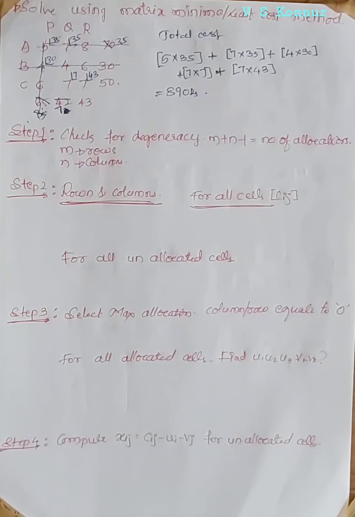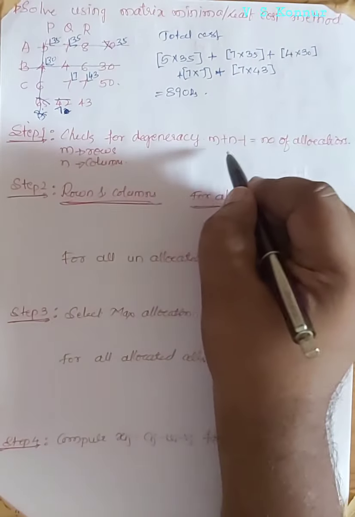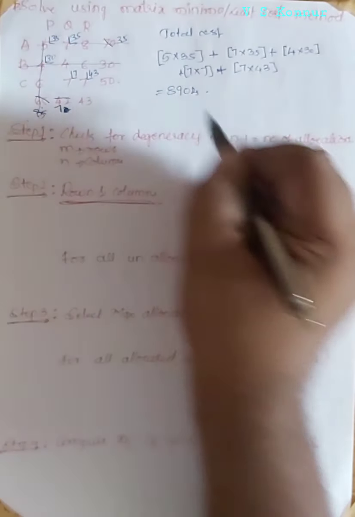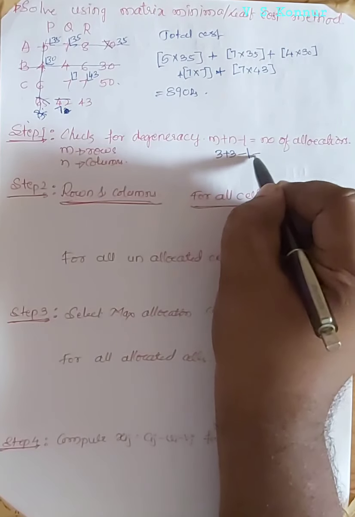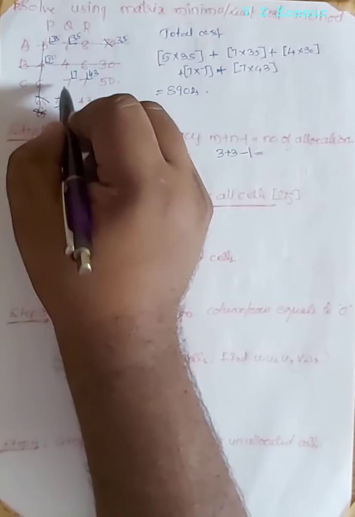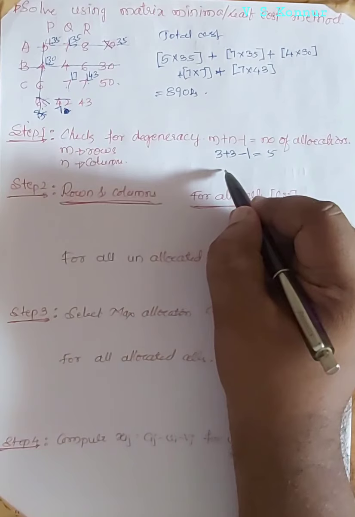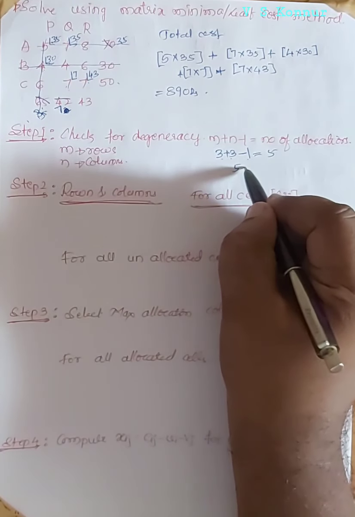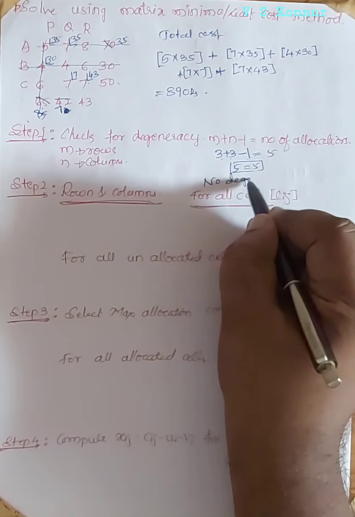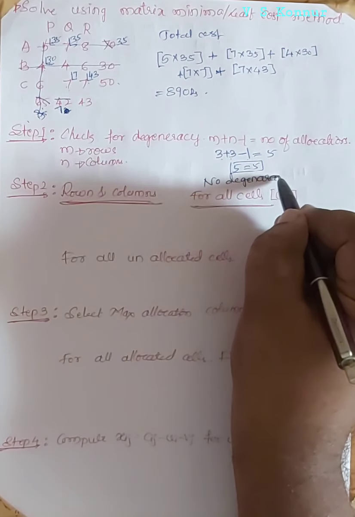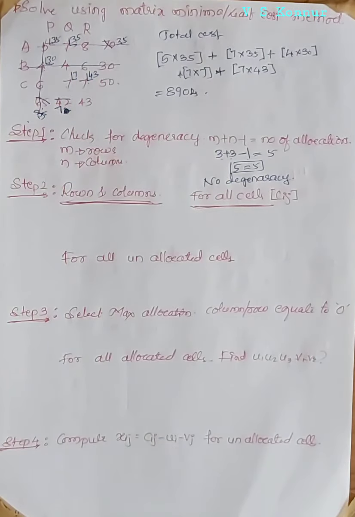So now it will be tested for degeneracy. We'll go for m plus n minus 1. It is 3 plus 3 minus 1, which should equal the number of allocations: 1, 2, 3, 4, 5. So 3 plus 3 is 6, minus 1 is 5, equal to 5. Hence, no degeneracy. There is no degeneracy in the problem.